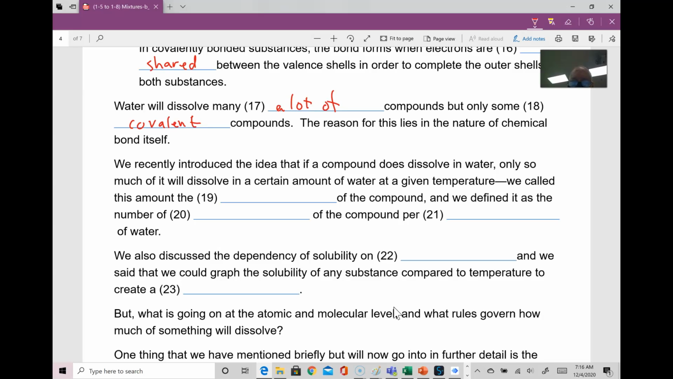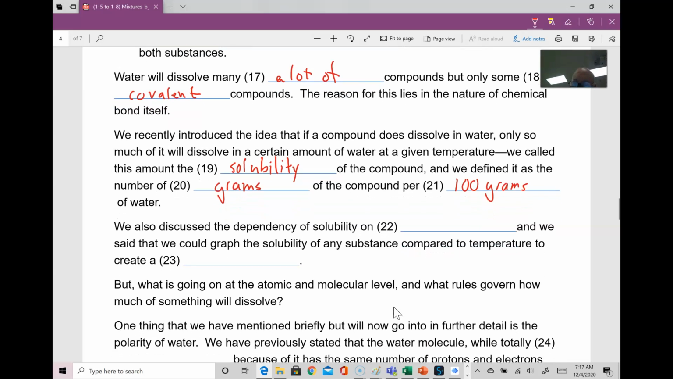Only a certain amount of it will dissolve in water at a given temperature. And we called this amount the solubility of the compound. And we defined it as the number of grams of the compound per 100 grams of water.